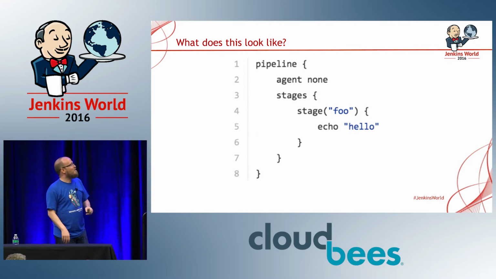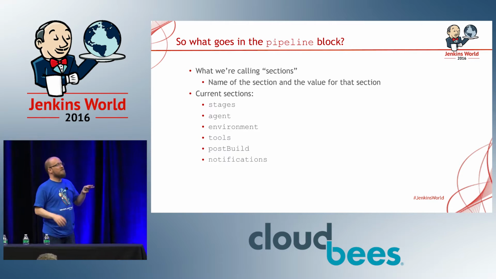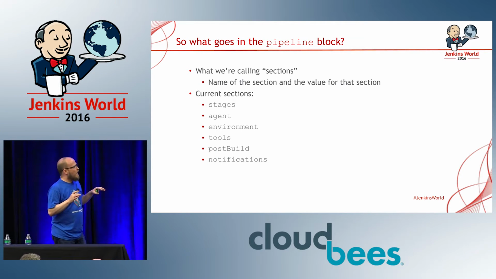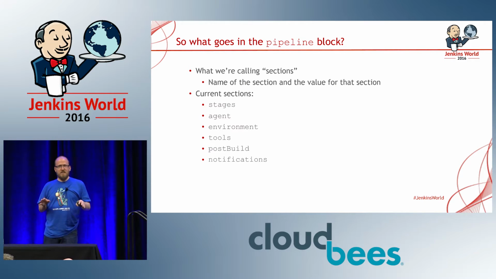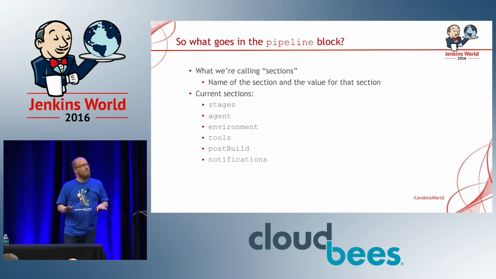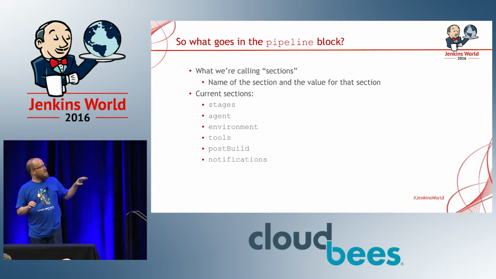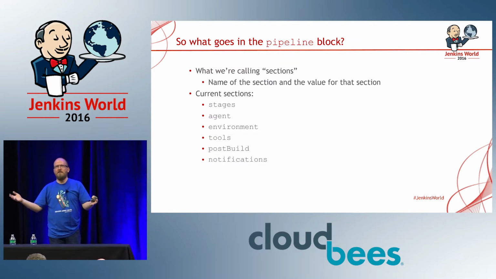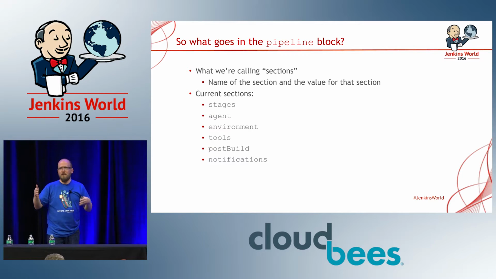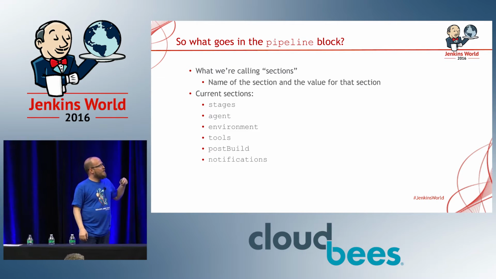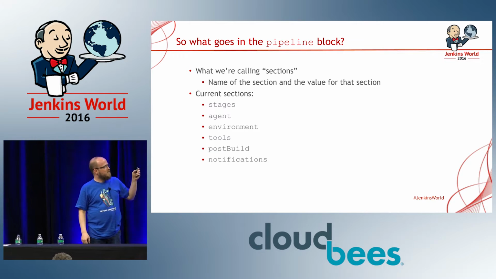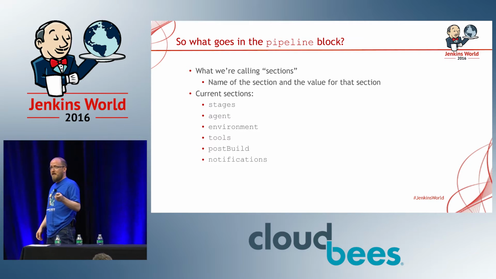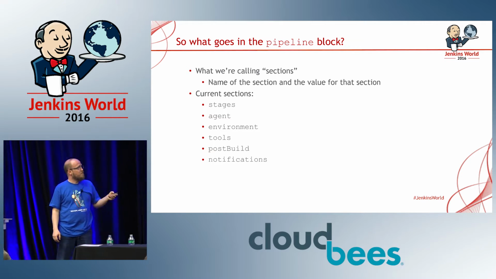So let me explain what goes in that pipeline block, or pipeline step. I've been calling them sections, for lack of a better term, because naming is hard. And in each case, it's the name of the section and then the value for that section. So think of it like a configuration or a JSON key value or whatever. And the sections we currently have implemented are stages, agent, environment, tools, post-build, and notifications. So let's walk through what each of those are.